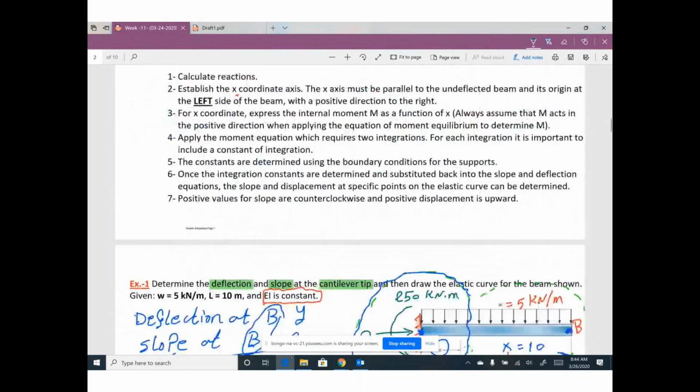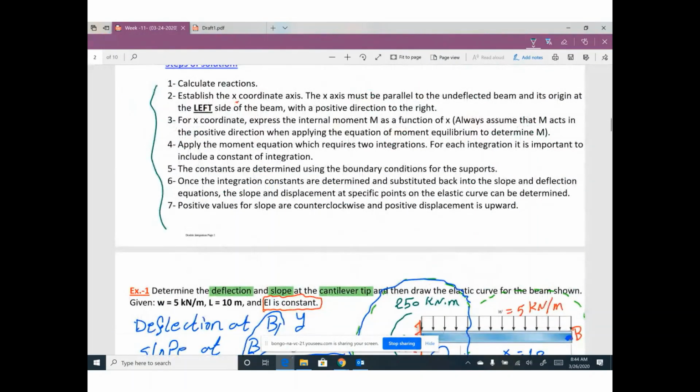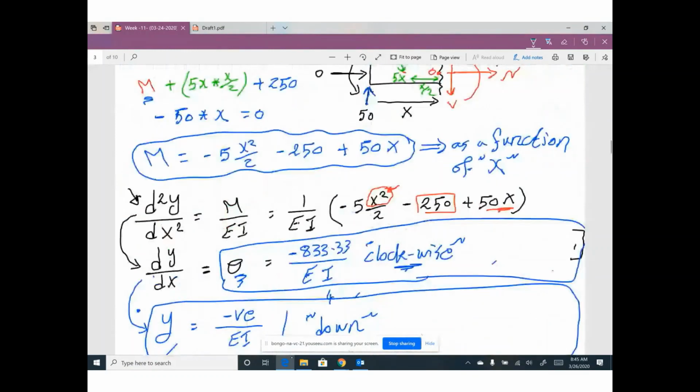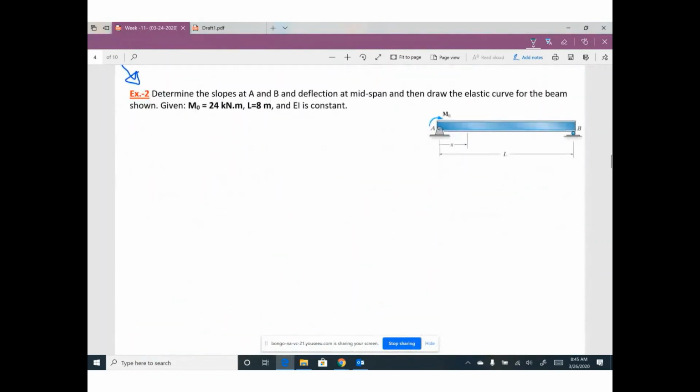And last time we covered some steps to solve your problem. The first step is to calculate your reactions. You have to calculate your reactions first. Then you have to assume a distance x from your left, make your cut, and derive an equation for the moment as a function of x. Do your integration 2 times. You have constants of integration. You have boundary conditions, and you can solve for the constants. We covered this example last time, and I will do another 2 examples today.